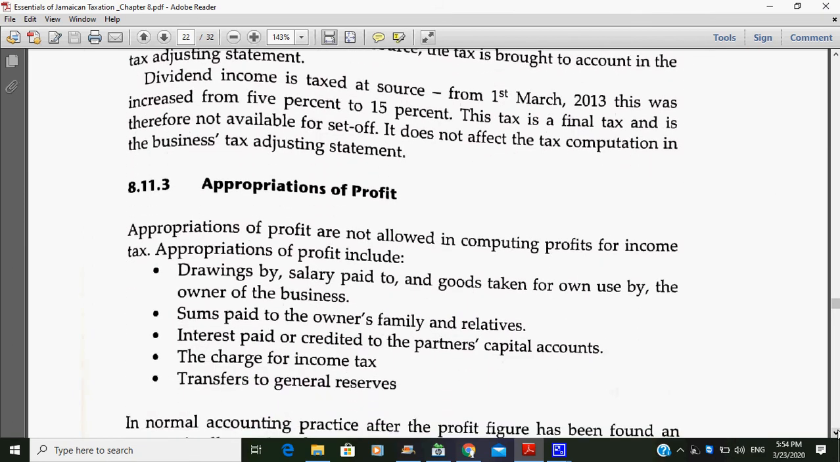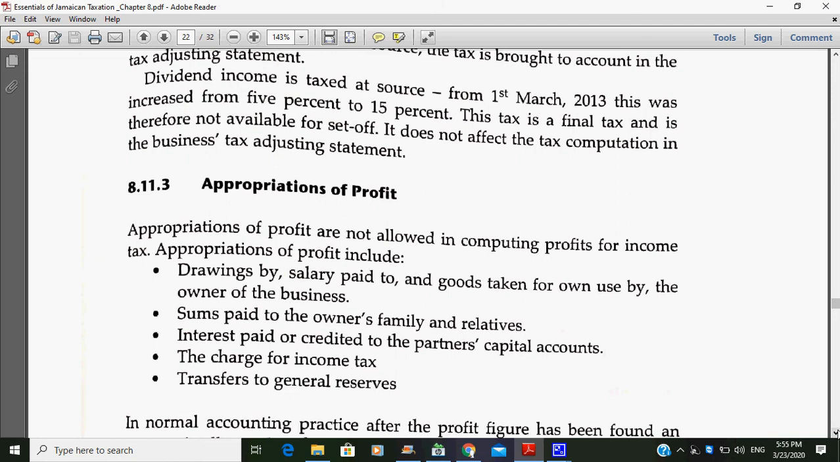We call it appropriations of profit. Appropriations of profit are not allowed in computing profits for income tax. Appropriations of profit include drawings by, salary paid to, and goods taken for own use by the owner of the business. It also includes sums paid to the owner's family and relatives, interest paid or credited to the partners' capital accounts, the charge for income tax, and transfers to general reserves.